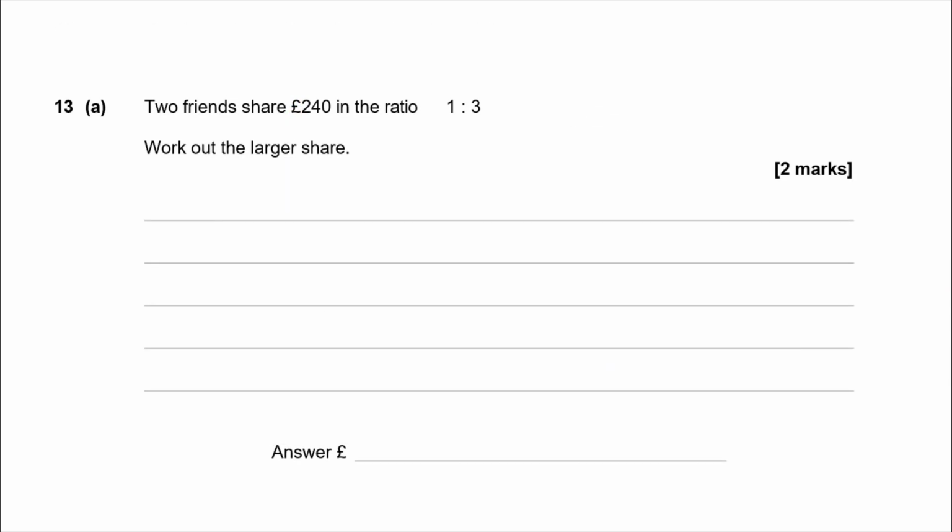Question 13a. 2 friends share £240 in the ratio of 1 to 3. Work out the largest share. Okay, well, how many shares have we got altogether? One friend gets 1 share and the other friend gets 3 shares. So altogether, that's 1 plus 3 equals 4 shares, isn't it? 1 plus 3 equals 4. So if there's 4 shares, what's the value of each share? Well, if I take £240 and I divide it by 4, what's that going to be equal to?